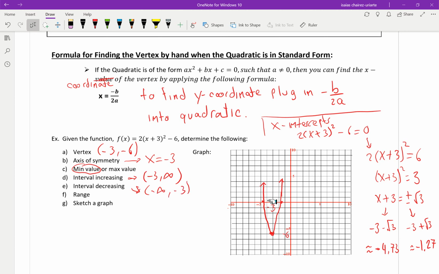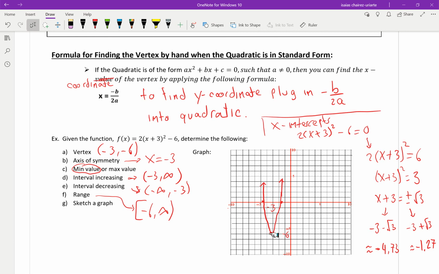What's the range of my graph? How far down does my graph go? How far up does my graph go? And now you're thinking on the y-axis. So my graph goes as far down as negative 6, and it goes up to positive infinity. So I'm going to say here that we're going to have negative 6 to positive infinity. And why am I using a bracket? Well, because the y value negative 6 is a y coordinate on my graph. Okay, so that is it for this particular example.